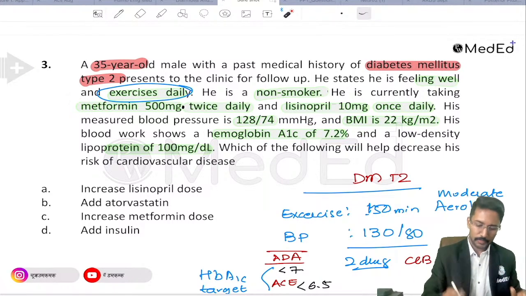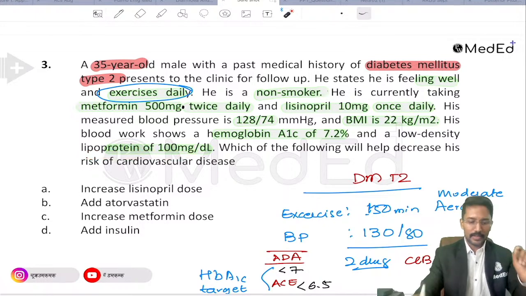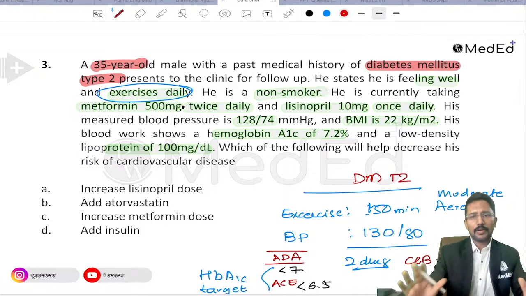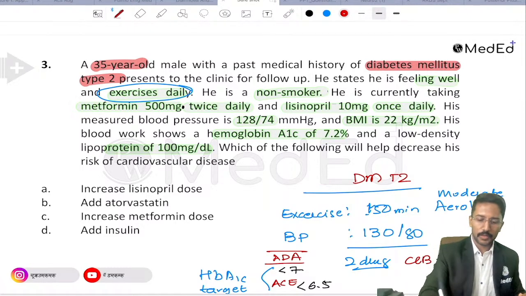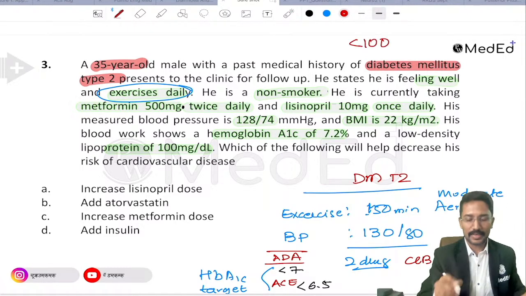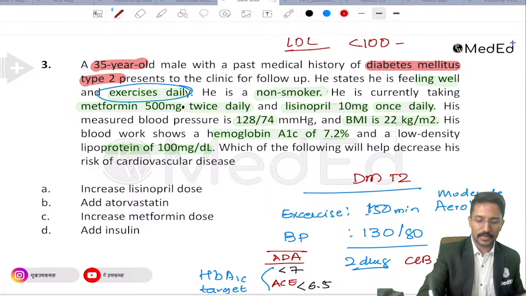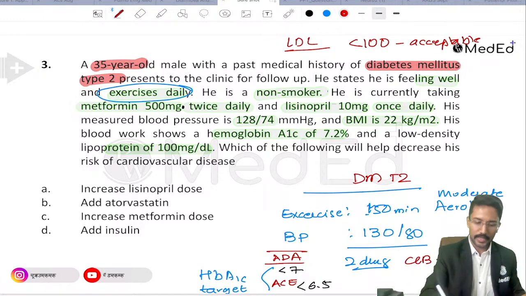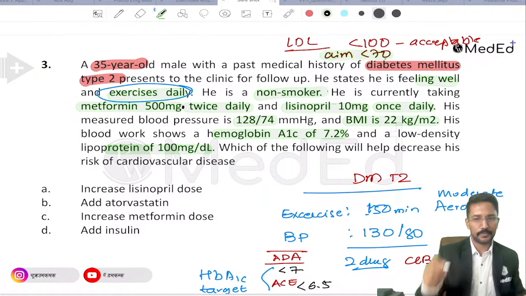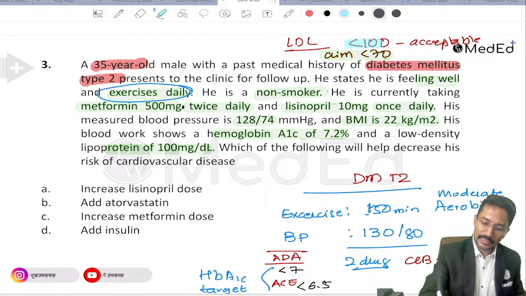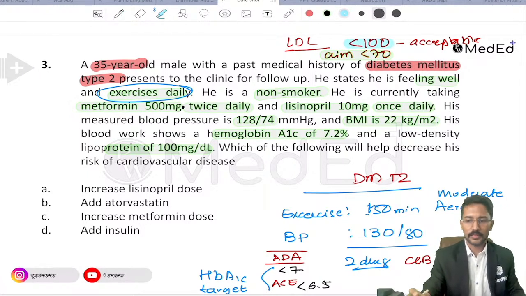Okay. With respect to LDL guidelines, there are different guidelines and they have different stance on the management of LDL. Largely remember, less than 100 is acceptable in people with high risks. In people with high risk, like in this case, diabetes mellitus, right? You can aim for less than 70 if it is possible to achieve, but less than 100 is acceptable.